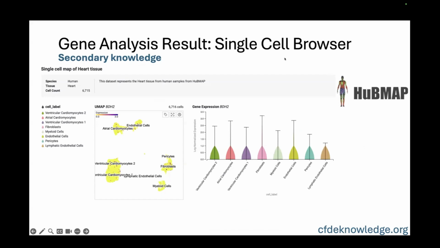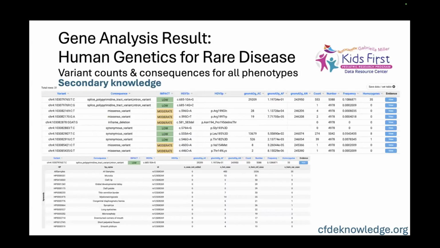So this is a single cell browser that we've developed to look, in this case, at single cell maps of heart tissue generated by HubMap. So you can see interactive view maps. You can zoom in and out, toggle different cell labels on and off here, and look at gene expression, how it changes interactively within each of those cell types.